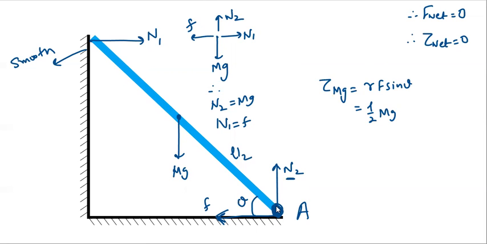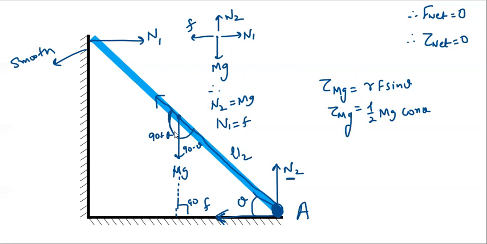Now let's calculate the value of theta. What you have to do is just extend this line. So R will be in this direction, mg is in this direction. So this angle we want. So what will be this angle? This is theta. This is 90. This will be 90 minus theta. And this will be 90 plus theta. So sine of 90 plus theta will be cos theta. So this is torque due to mg.